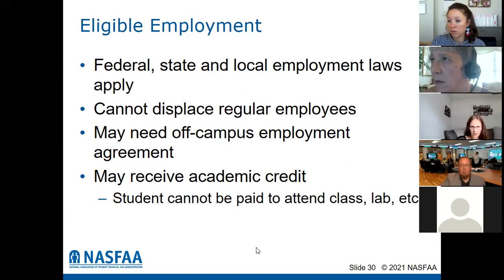So more with the eligible employment, federal, state, and local laws governing regular employment also apply to federal work study. Federal work study employment may not be used to replace or displace regular employees. Moreover, if the employer is not the school itself, the school must have a written agreement with the organization providing the job. If you work in your federal work study department and need a model of an off-campus employer written agreement, this is available in volume 6, chapter 2 of the FSA handbook.